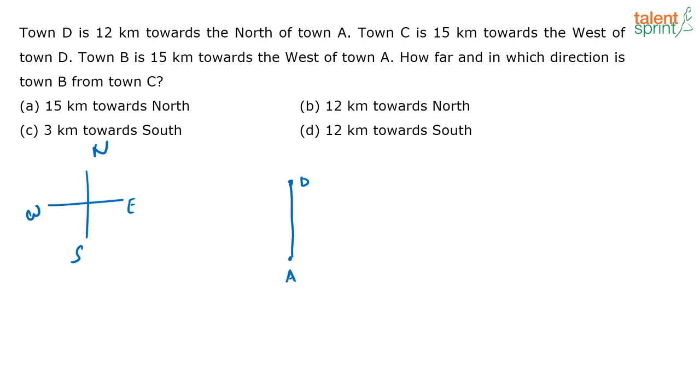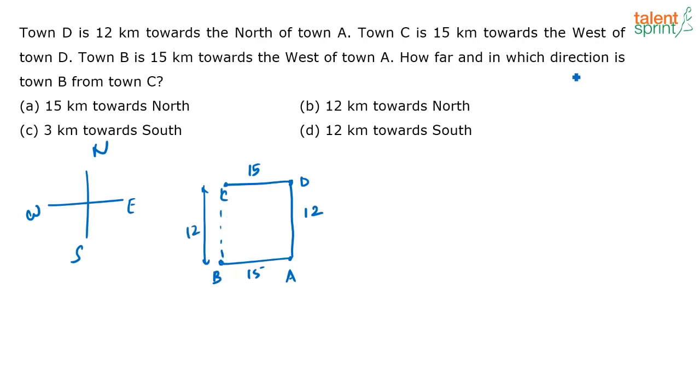Then next, what are they saying? Town C is 15 kilometers towards the west of town D. So this has to be town C. Town B is 15 kilometers towards the west of town A. So this has to be B. So these two have to be in the same line. How far and in which direction is town B from town C? So here, A to D they have already given as 12, right? So this also has to be 12. So the distance between B and C is 12.